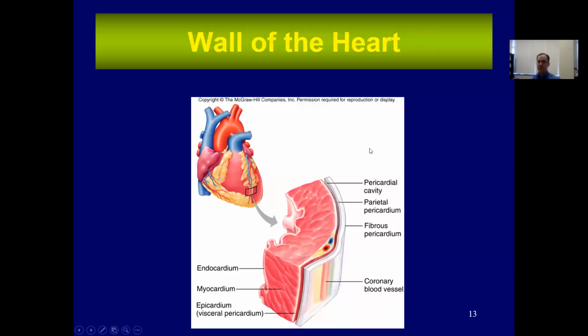All right, this next section of lesson one deals with some of the anatomy of the wall of the heart and also the coronary arteries, which are going to be very important as we talk about atherosclerosis in lesson number two. So first we talk about the wall of the heart, where you have the endocardium.